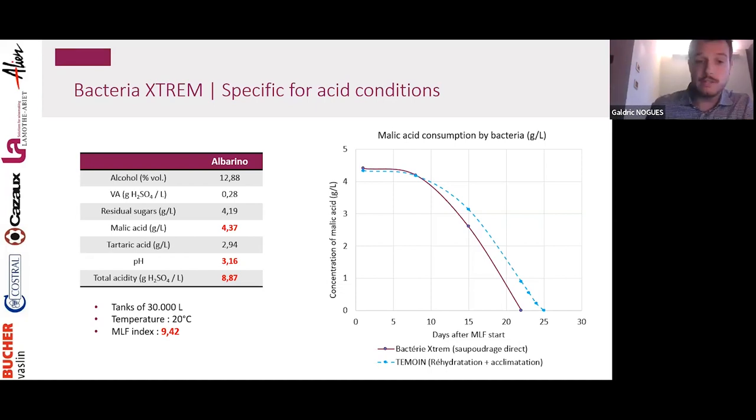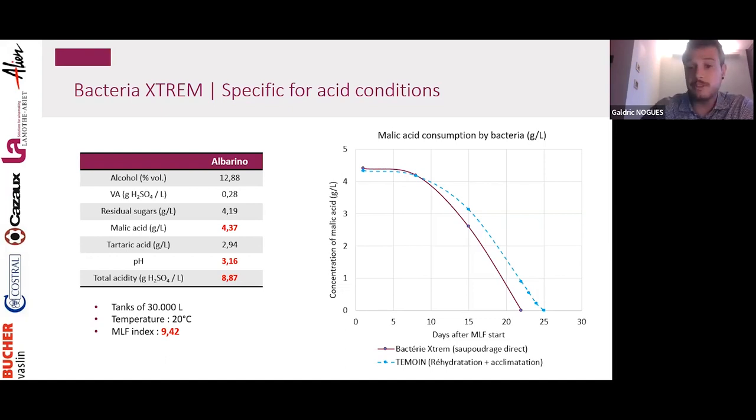Temperature was set at 20 degrees, and the malolactic fermentation index is a number that depends on the pH, temperature, alcohol, and so on. So all the factors I was talking about at the beginning, we combine them statistically and we get the malolactic fermentation index, which is a mark out of 20. So here 9 out of 20 is a bad mark.